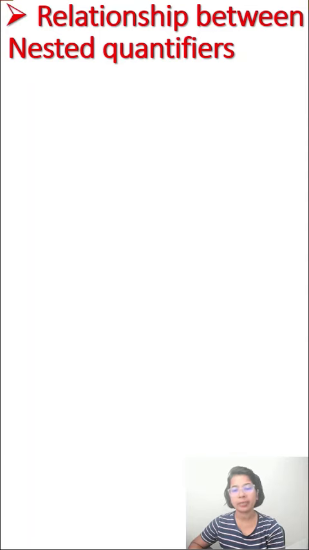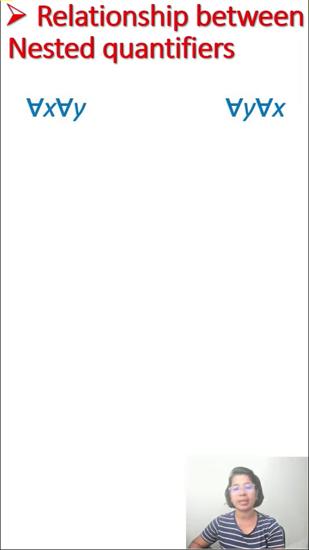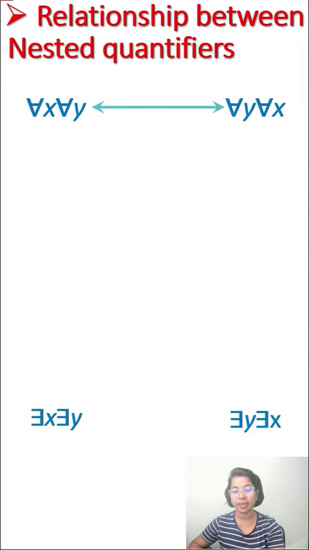Relationship between nested quantifiers: when both quantifiers are the same, like both are universal or both are existential, then we can switch the position, they are equivalent. Like for all x for all y is equivalent to for all y for all x. In the same way, there exists x there exists y is equivalent to there exists y there exists x.